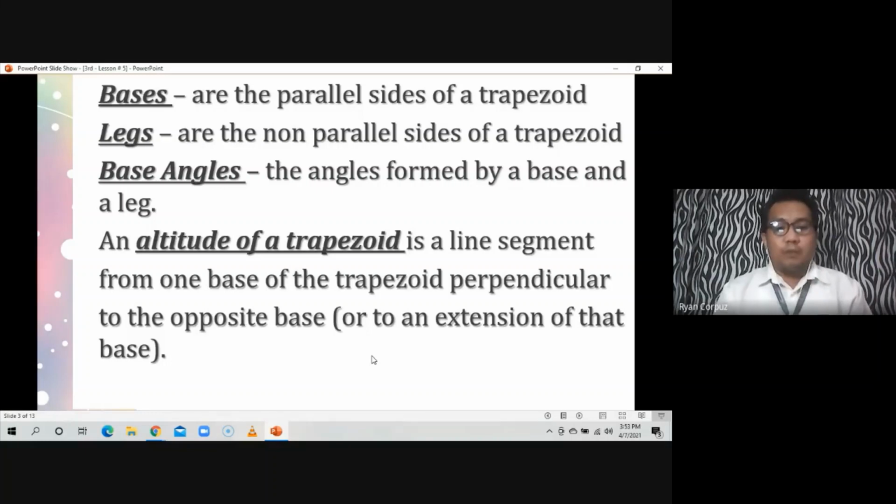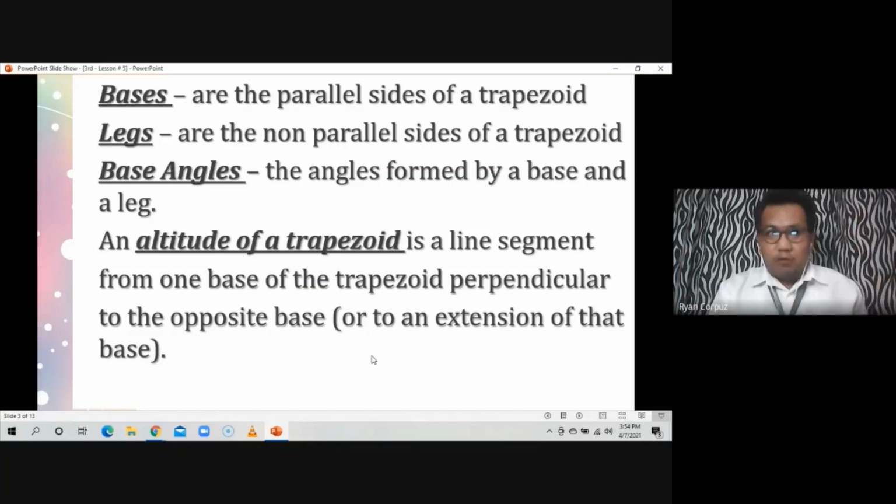So an altitude of a trapezoid is a line segment from one base of a trapezoid perpendicular to the opposite base or to an extension of that base. So when you draw a trapezoid, if one base of the trapezoid is perpendicular to the opposite base, or to an extension of that base, then we are pertaining to the altitude of a trapezoid.